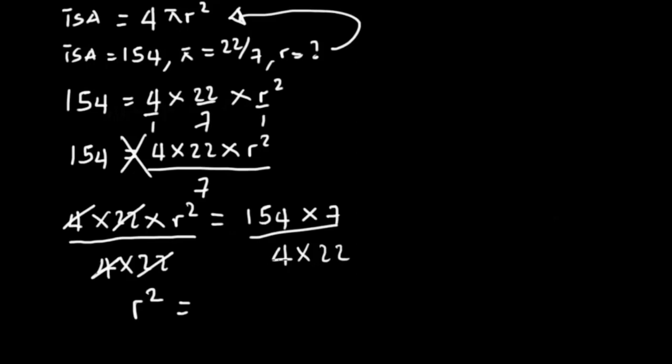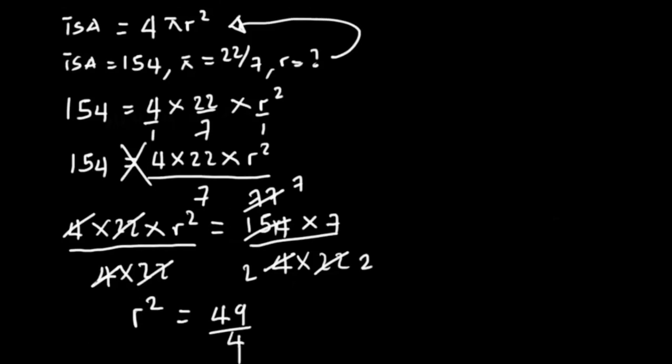So let's try to divide here. We have 2 in 4 is 2. 2 in 15 is 7, remainder 1. 2 in 14 is 7. 11 in 77 will give me 7. 11 in 22 will give me 2. So I'm left with 7 times 7, 49, all over 2 times 2, 4. So r square equals 49 over 4.